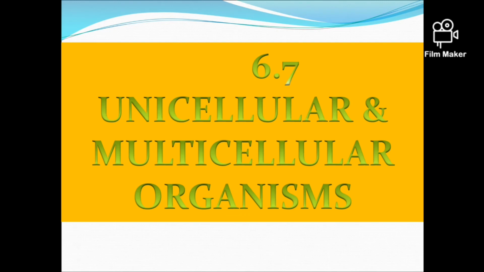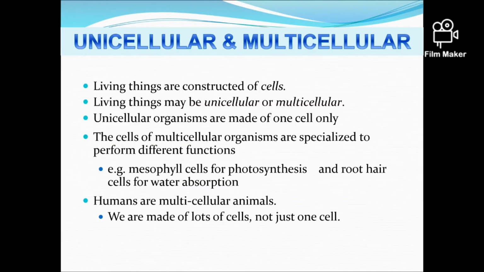Next, unicellular and multicellular organisms. Living things are constructed of cells. Living things may be unicellular or multicellular. Unicellular organisms are made of one cell only. The cells of multicellular organisms are specialized to perform different functions. For example, muscular cells for contraction, palisade cells for photosynthesis and root hair cells for water absorption. Humans are multicellular animals. We are made of lots of cells, not just one cell.